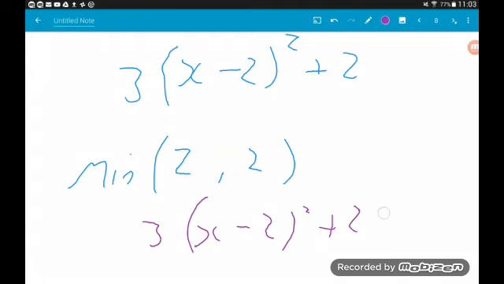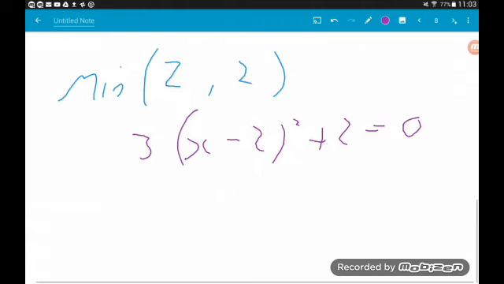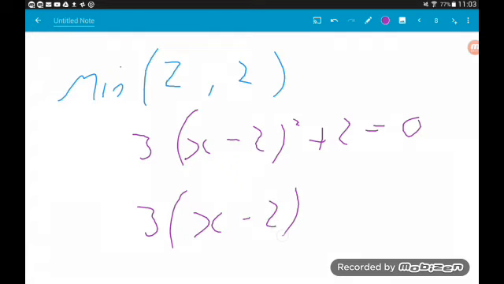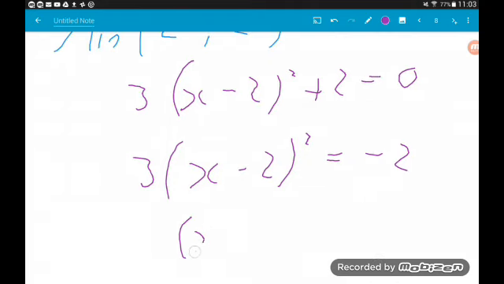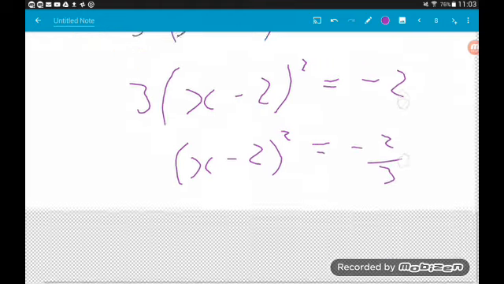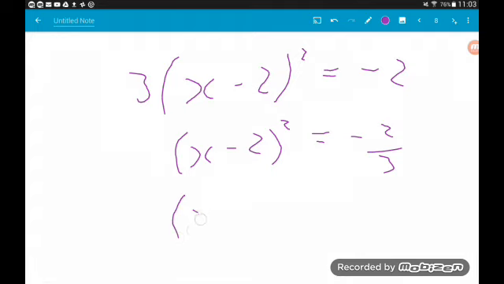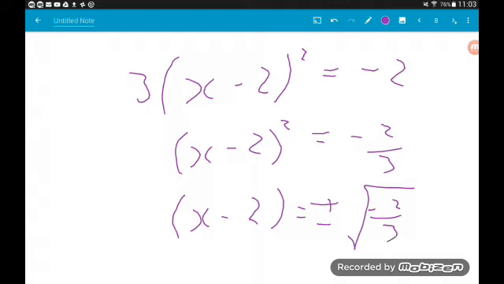Now if we set this equal to 0 and try and solve it pretty quickly, we're going to run into a problem. Let's subtract 2. And we got 3 lots of x minus 2 squared equals minus 2. If we divide by 3, x minus 2 squared is equal to minus 2 over 3. No problems yet. If we square root, x minus 2 is equal to positive or negative square root of minus 2 thirds. There's our problem. We cannot square root a negative number yet until we meet imaginary numbers.